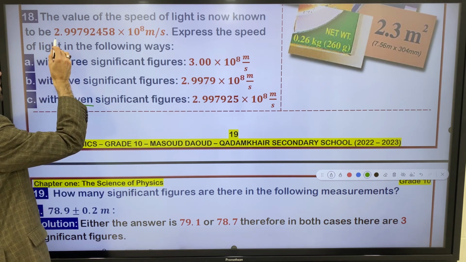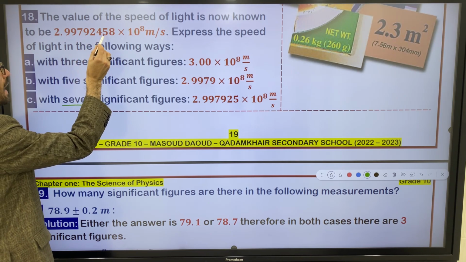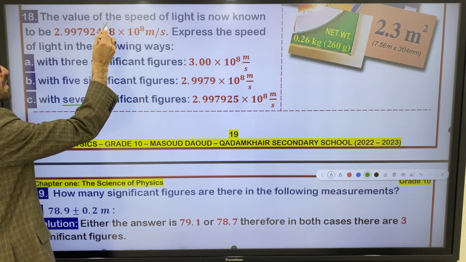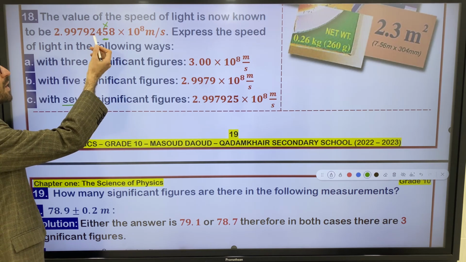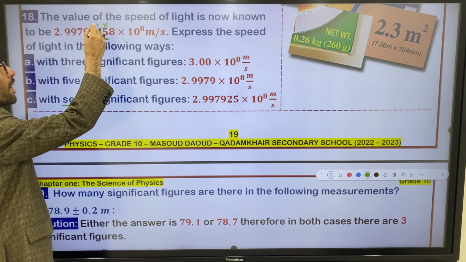Let me read it for you. Count: 1, 2, 3, 4, 5, 6, 7, 8. This is the last digit, right? I drop it, but here we round up because the number is 5. Add 1 unit to the penultimate digit. So it will be what? 4 will be 5. That's it.